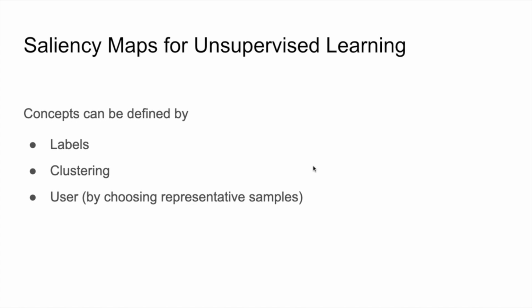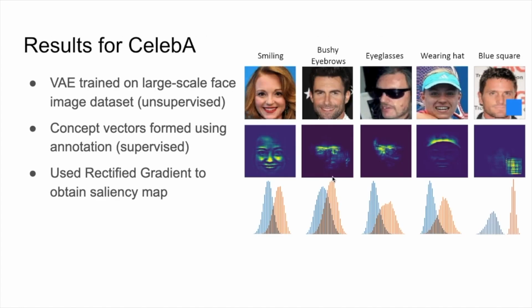And concepts can be defined, for example, by any labels that might be available, or by a clustering, or simply by the user by choosing representative samples for a certain concept.